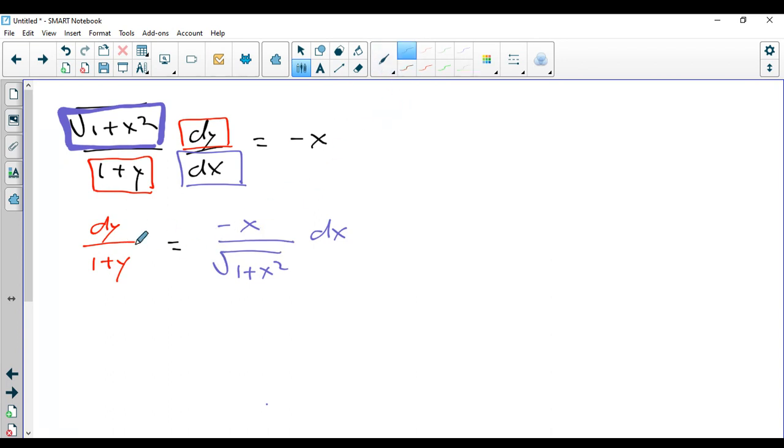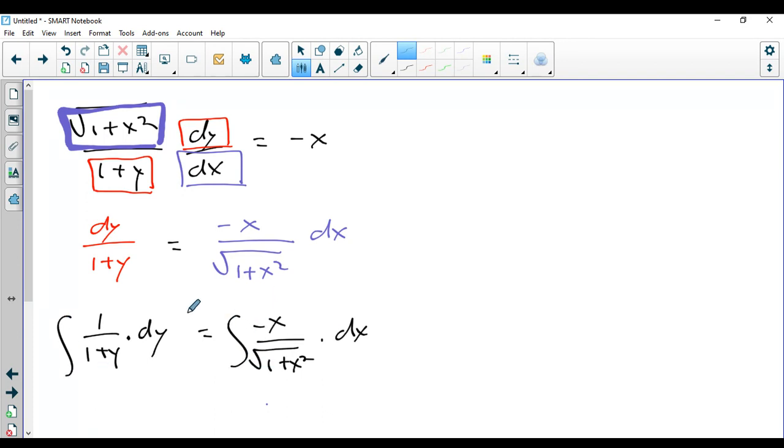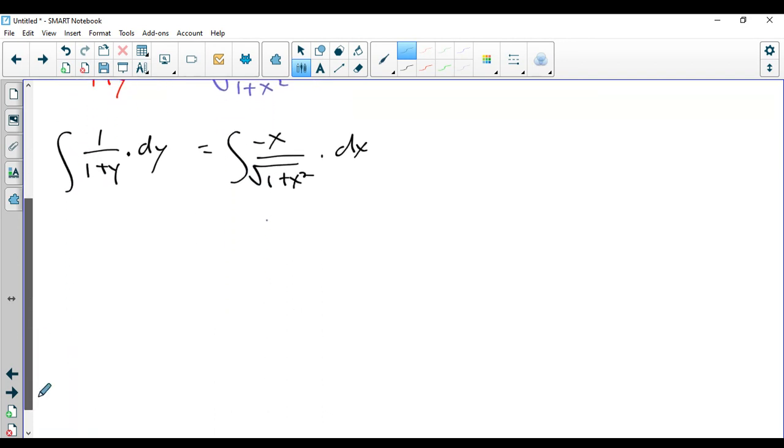So now we have both sides in a Riemann integrable form, right? This is like 1 over 1 plus y times dy. There's the times. You need that. If this would have been a plus, your whole day would have been ruined. And this is negative x over radical 1 plus x squared times dx. So we have the green light to integrate both the left and the right side. And this one's going to be a little bit more involved.